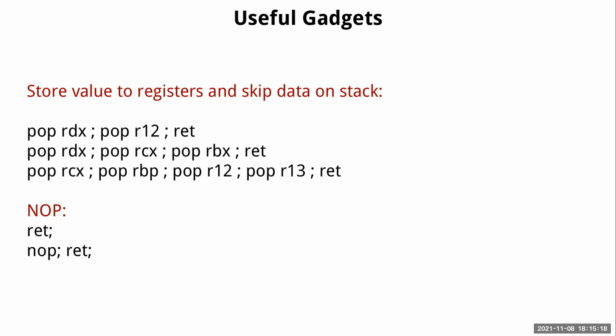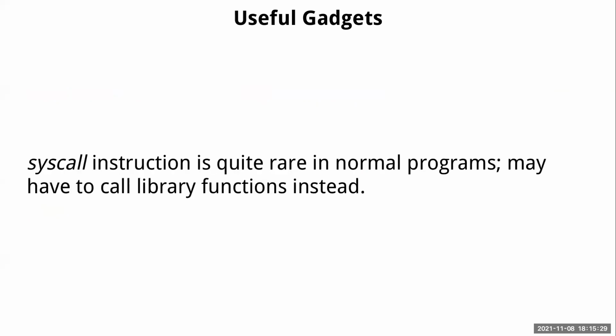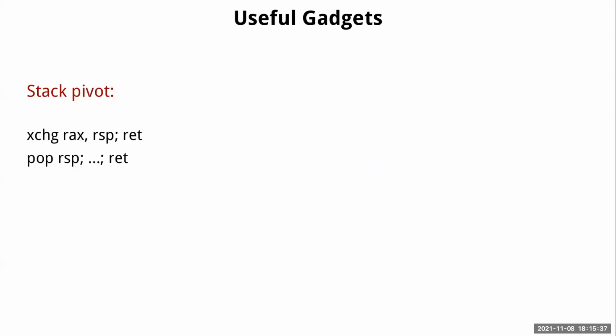Also, if you want to go to a long return, you can just do a return. And sometimes you can find a long return, but this is not really common. So if you cannot find a system call instruction, then you can just do a return to libc. A very interesting gadget you will use next week. I designed a challenge specifically so that you'll have to use this trick to solve it next class.